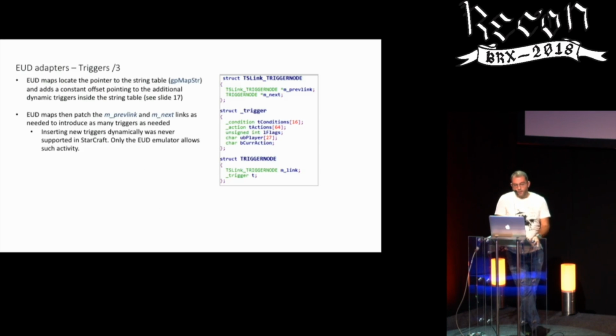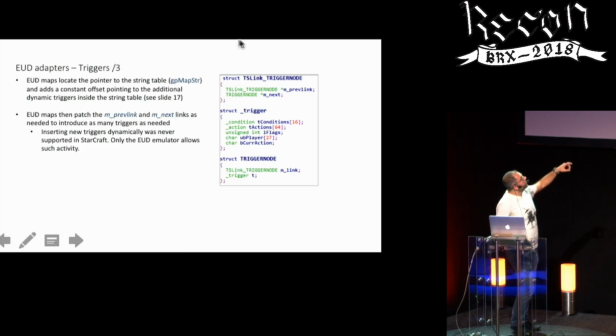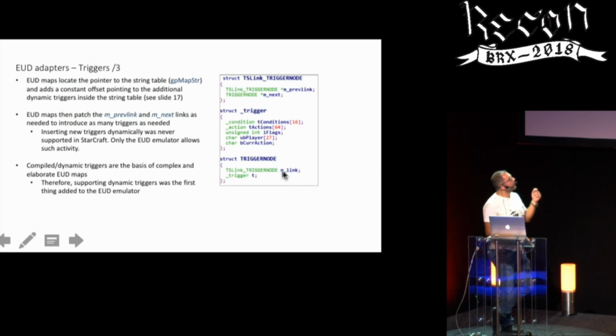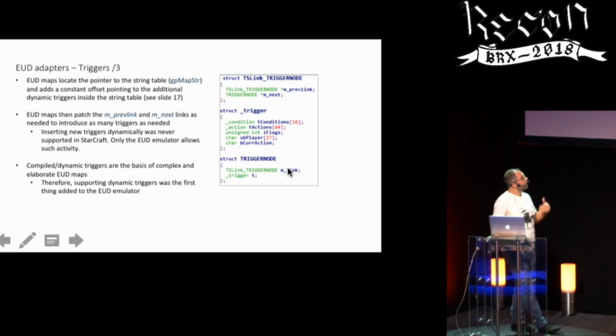This is the old trigger structure real quick, where we have a linked trigger node that contains previous links and next links. And then what is important to me is the conditions and actions. So in the old game, every trigger contained a previous link and a next link. In the new game, those links are hidden from me by the standard template library. So the map makers assume that a trigger node contains 2 extra pointers for the previous and next, and they patch it to link more stuff.